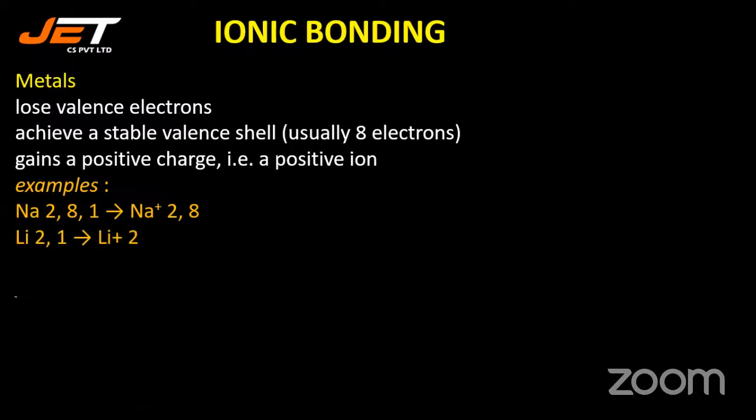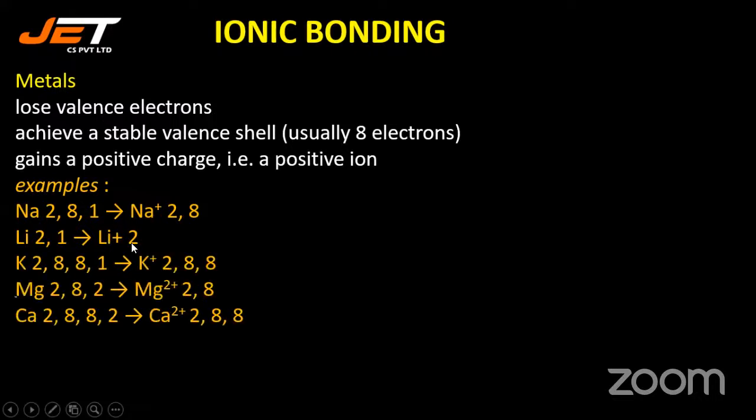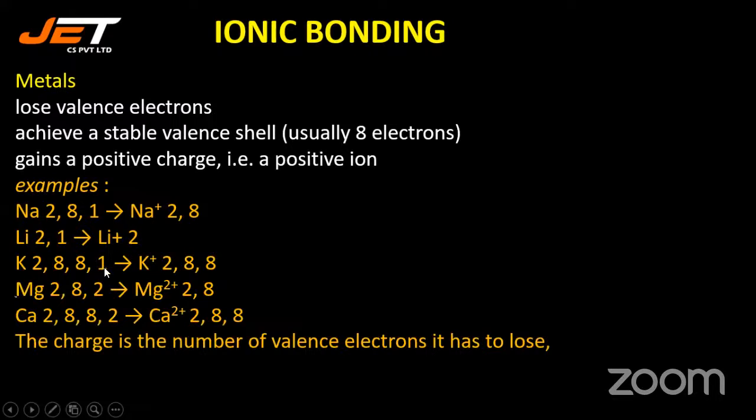Lithium is 2,1. So if it loses 1 electron, it will be 2. So lithium is Li plus. Sodium, this plus should be on top, not beside it. So sodium is Na plus, lithium is Li plus. So these are the different cases. Everyone loses 1 electron, 2 electrons, because after losing, they will have a stable outermost shell.